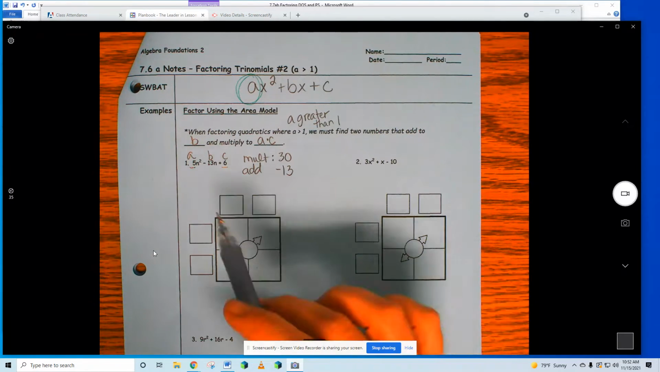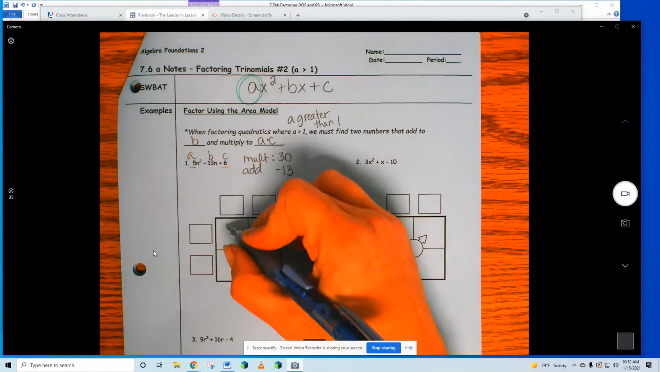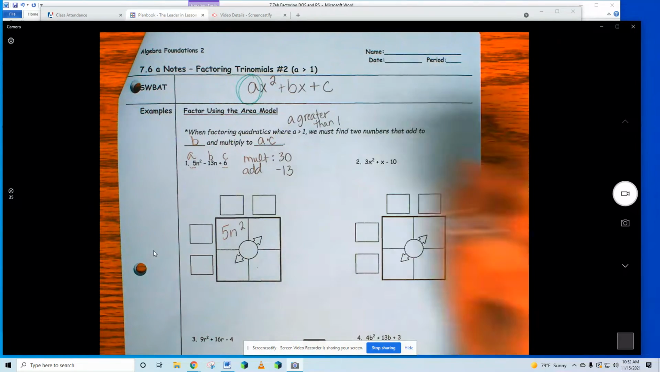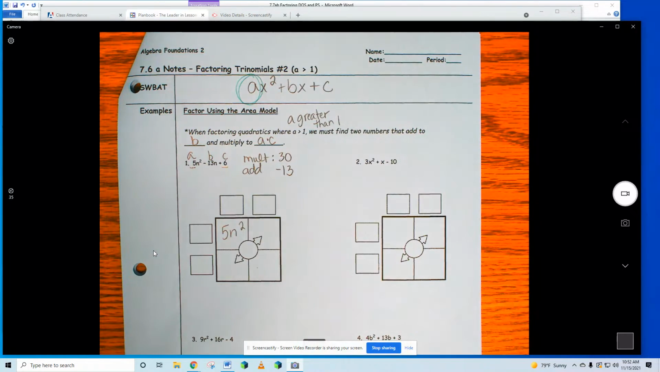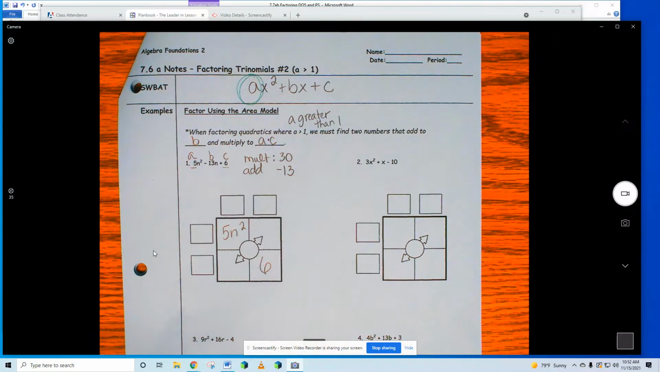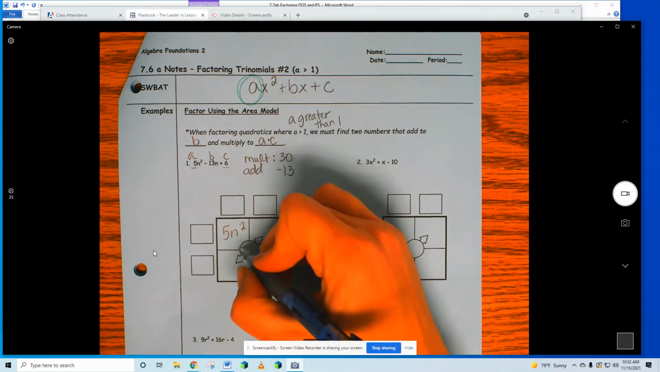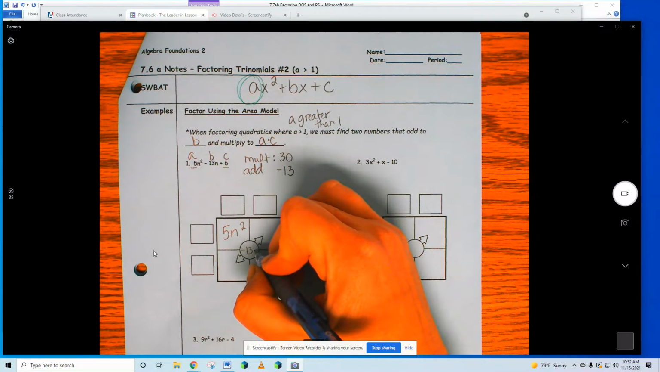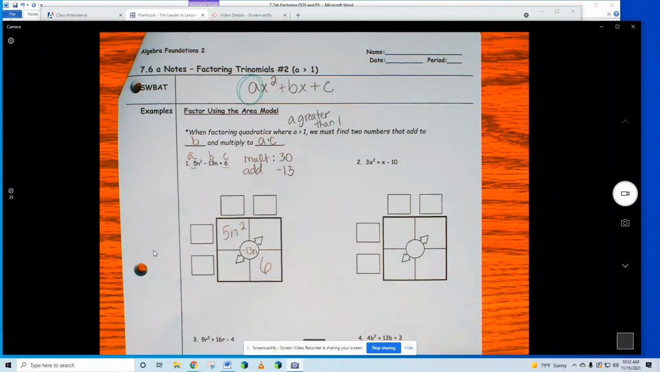Okay, obviously my 5n squared is going to go in the upper left like it normally does. My 6 is going to go here. But now is the task. I need to make negative 13n. They need to multiply to make a positive 30, but add up to negative 13.